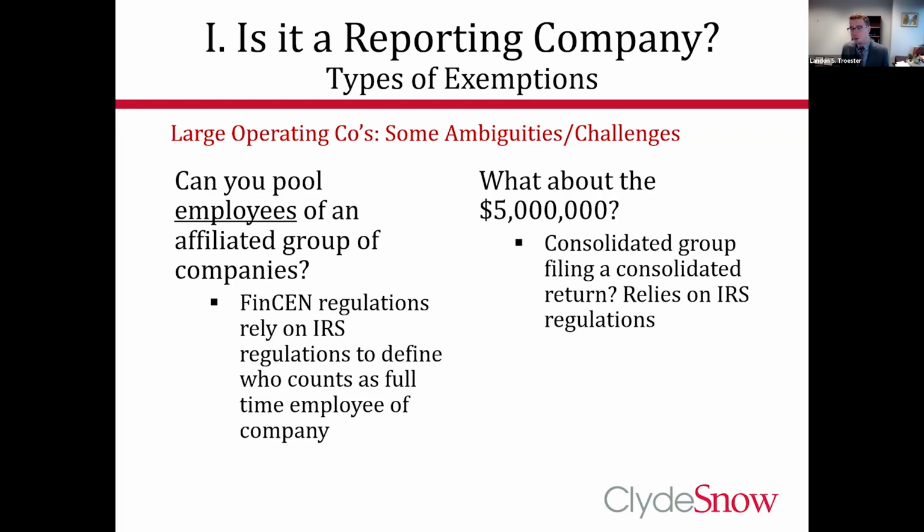Relatedly, what about the $5 million? If you have a network of companies that as a group are doing more than $5 million in gross receipts in a year, what does that mean for the Corporate Transparency Act? Again, it's punting to the Internal Revenue Service regulations and Internal Revenue Code. There's a consolidated group return rule inside the Corporate Transparency Act that allows you to use a consolidated tax return's number for each of the entities that file that consolidated return.